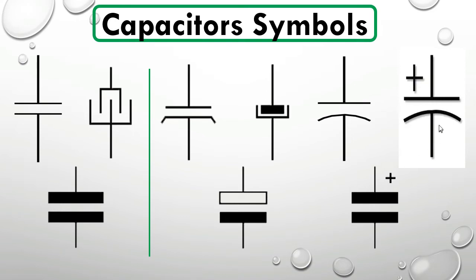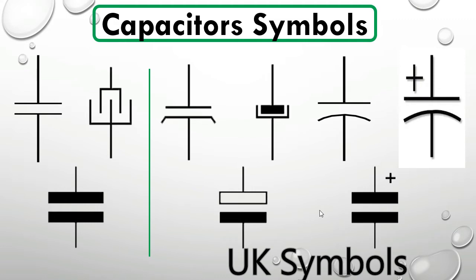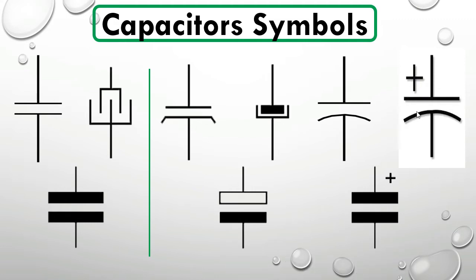These two symbols are UK symbols, and those are US symbols. But the most used symbol for the polarized capacitor is this one and this one. And over here we have a non-polarized capacitor, as you can see. So this is for ceramic capacitors.